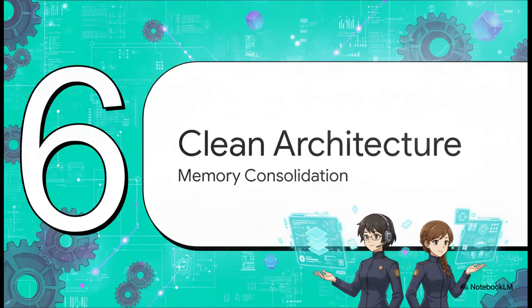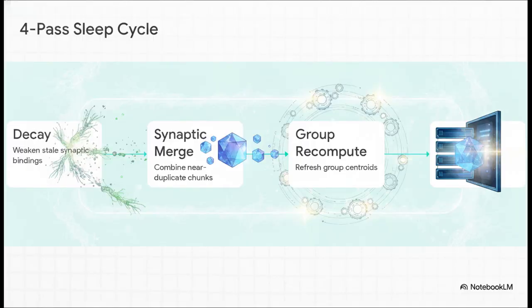All right, Section 6, Clean Architecture and Consolidation. You know how standard vector databases require heavy manual reindexing as documents just keep piling up? Well, Prism Resonance solves this with a really cool biological approach. While the system runs, it utilizes a background 4-pass sleep cycle. It goes through decay, synaptic merge, group recompute, and finally, persist. It literally decays weak bindings and merges near duplicates. Basically, it biologically consolidates memory, which completely eliminates the need for those massive, resource-heavy, full reindexing jobs.